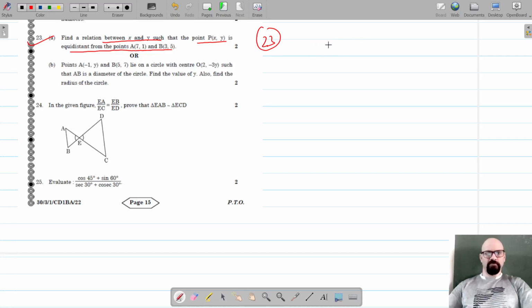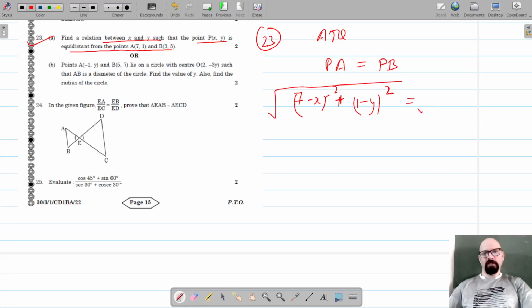Now, according to the question, the distance of point P from A is PA and from B is PB. Using the distance formula, we can find PA, which is the square root of 7 minus x the whole square plus 1 minus y the whole square. And PB is the square root of 3 minus x the whole square plus 5 minus y the whole square. So the square roots get cancelled.